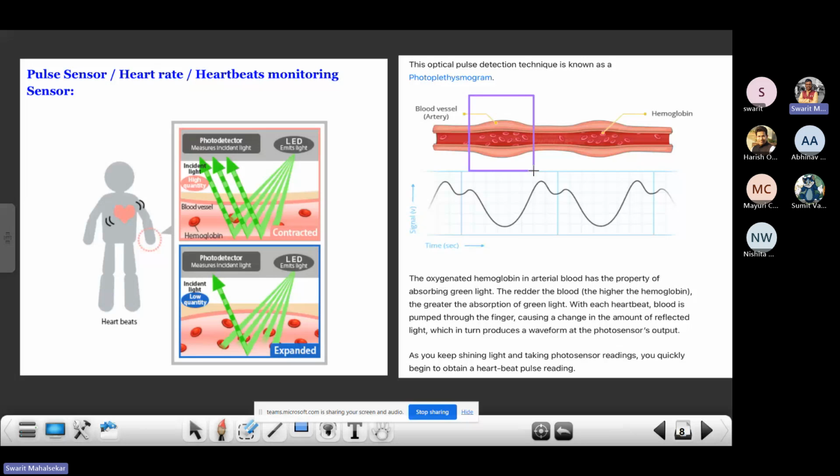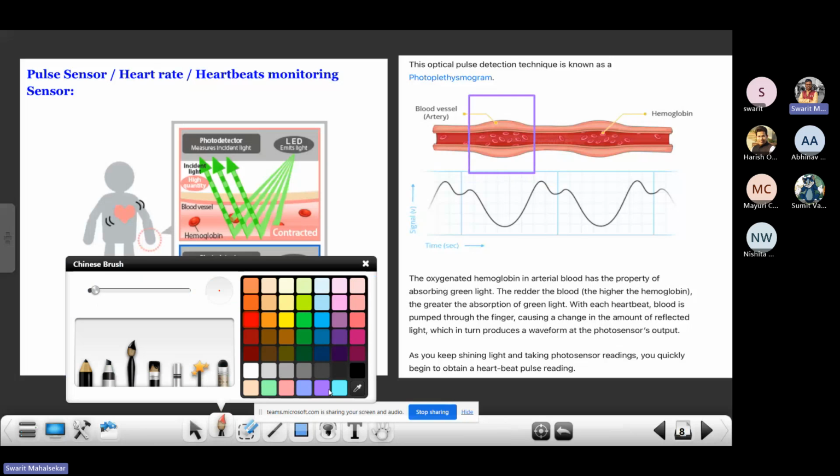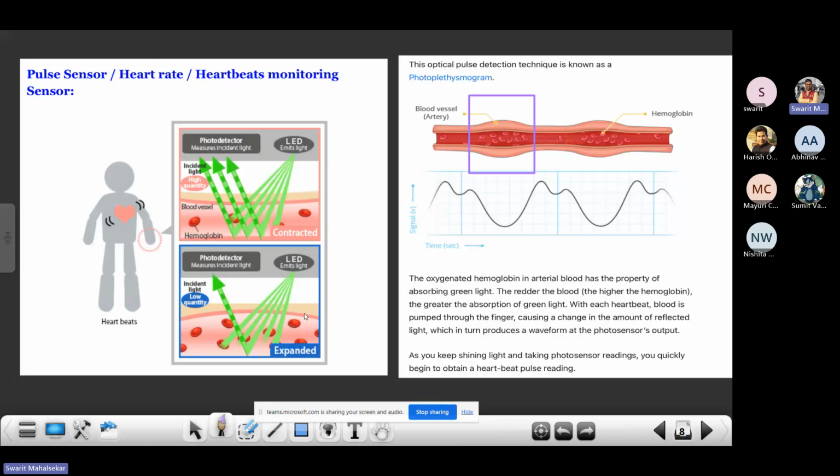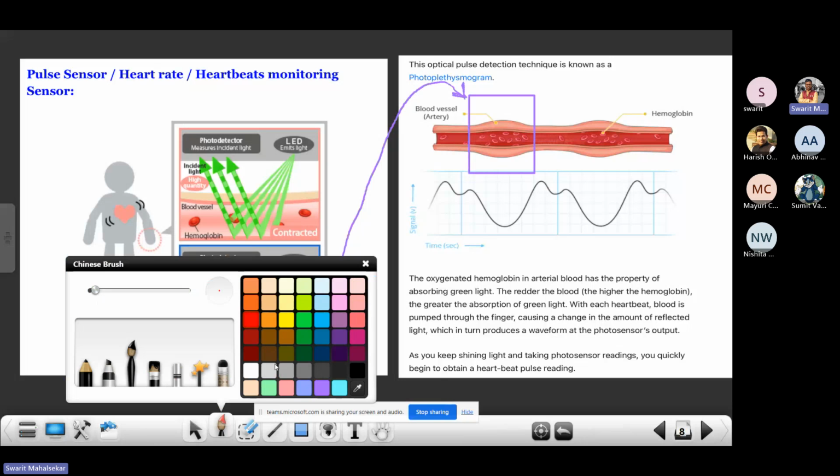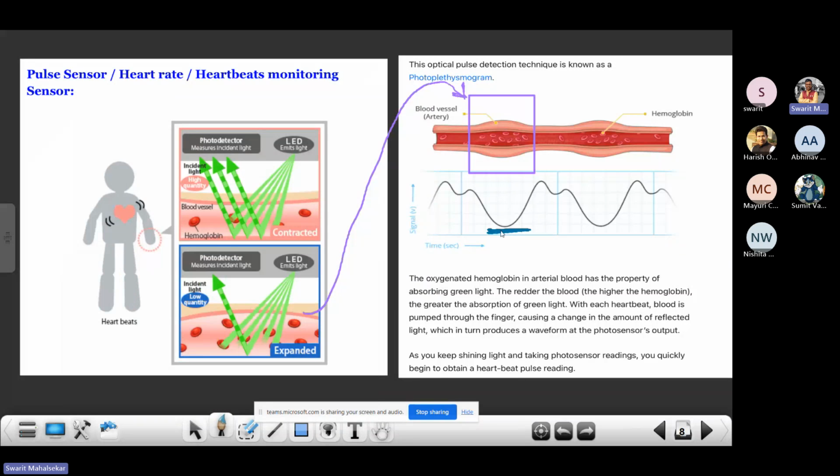When my arteries are expanded, that means we are dealing with this particular condition. As I mentioned, the intensity of light detected by this photodetector is very less, and that's why, if you look over here, we are getting a signal of low amplitude.